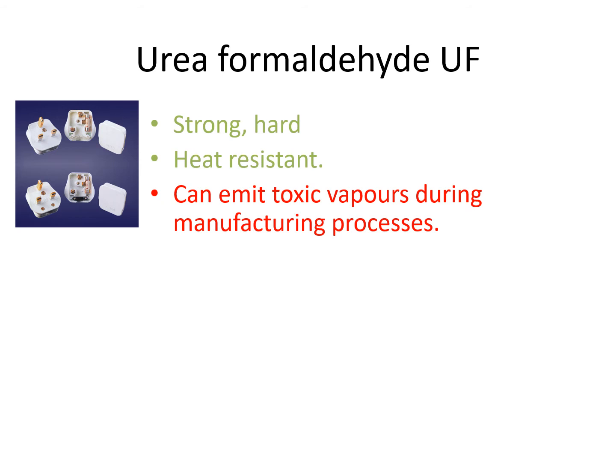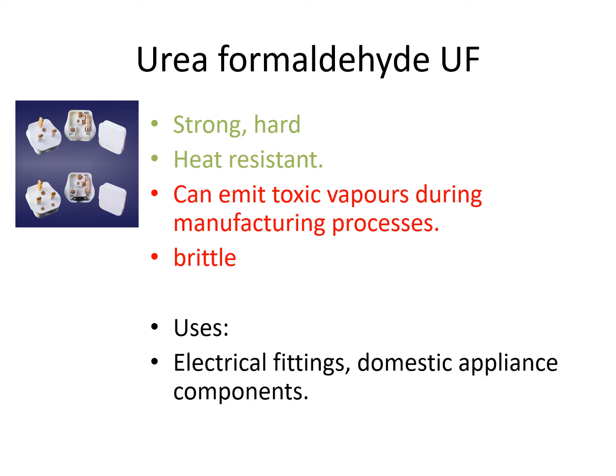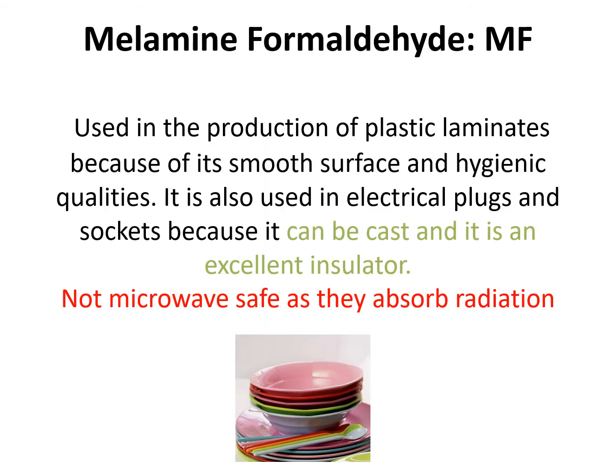The disadvantages are that it can emit toxic vapours during making. It is brittle. That means if you drop it, it will crack. Its main uses are domestic appliance components, for example, kettles. Melamine formaldehyde, MF abbreviation. This is used in the production of plastic laminates because it's got a smooth surface and hygienic qualities. It can also be used in electrical plugs.